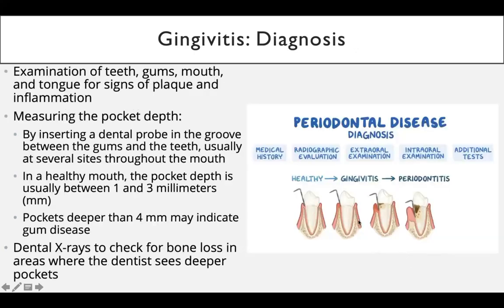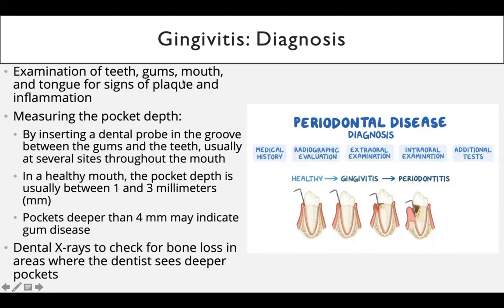Okay, perfect. So how do you diagnose gingivitis? Now we move to diagnosis. As you remember on the right side, we have to take medical history, radiographic evaluation, extraoral examination, intraoral examination, and additional tests. These tools will help in the diagnosis of gingivitis. Now let's see how we use these tools.